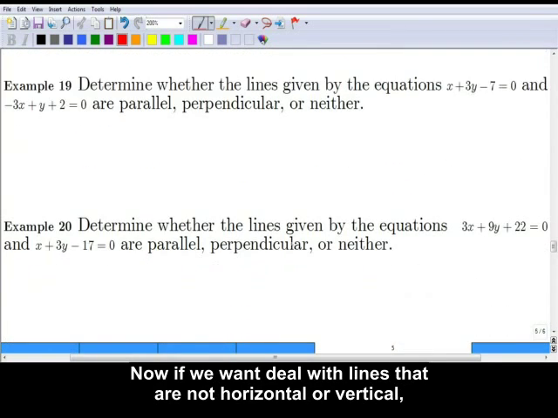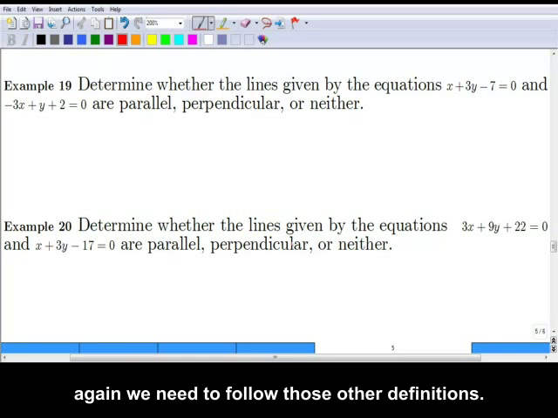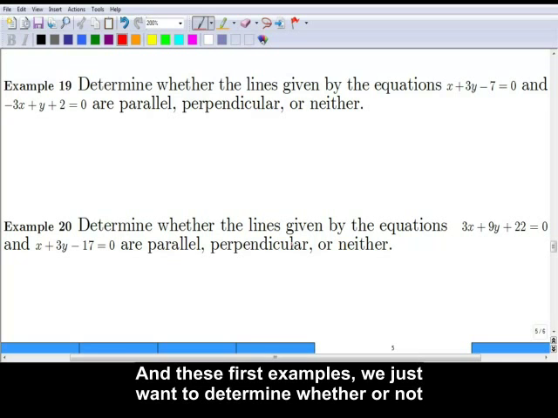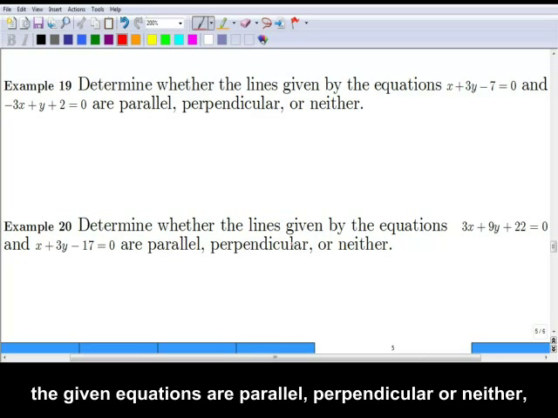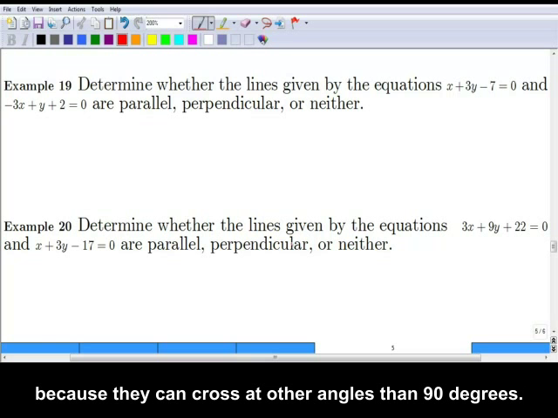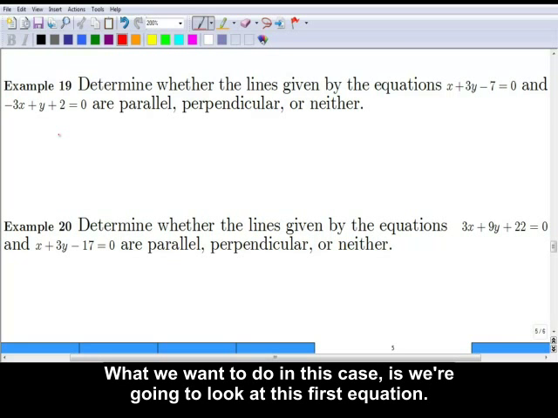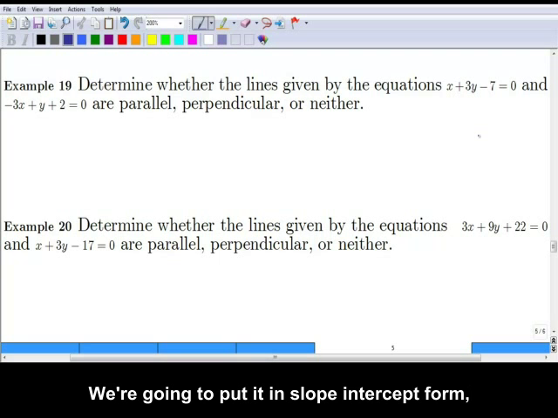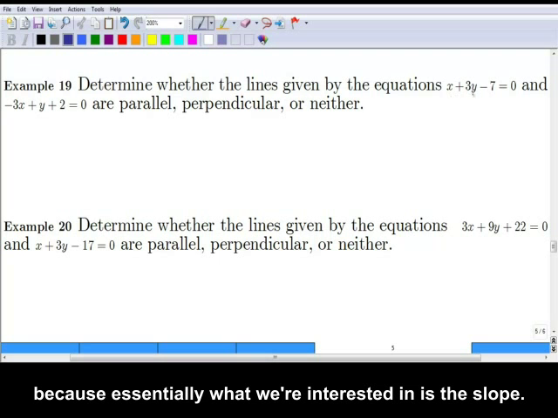Now, if we want to deal with lines that are not horizontal or vertical, again, we need to follow those other definitions. And in these first examples, we just want to determine whether or not the given equations are parallel, perpendicular, or neither, because they can cross at other angles than 90 degrees. What we want to do in this case is look at this first equation. We're going to put it in slope-intercept form because essentially what we're interested in is the slope.